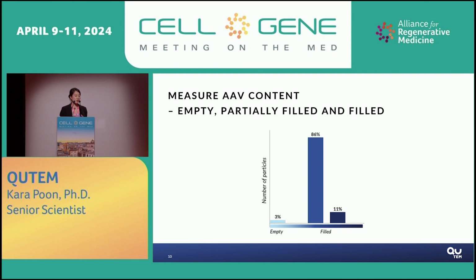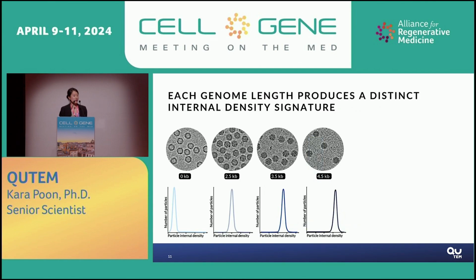But the question would then be, do you really have a nice sample where 86% is your intended genome? Or rather, did you have only 11% of your target genome? This is a question that we have received from both regulatory authorities and also our clients. Can you actually determine what is in these different peaks in terms of their genome lengths? This is something that we have been looking into in more detail quite recently. And what we have found is that for every single genome length, there is a very distinct internal density signature, meaning that we can determine the genome length if we also know the internal density.